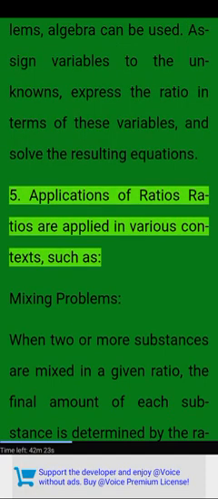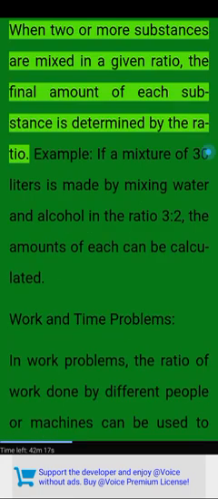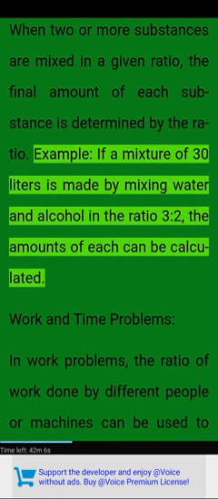5. Applications of ratios. Ratios are applied in various contexts, such as mixing problems. When two or more substances are mixed in a given ratio, the final amount of each substance is determined by the ratio. Example, if a mixture of 30 liters is made by mixing water and alcohol in the ratio 3:2, the amounts of each can be calculated.